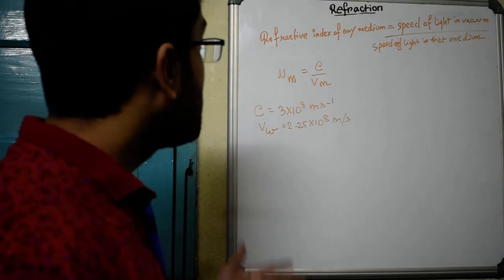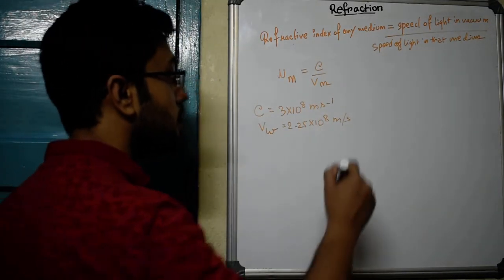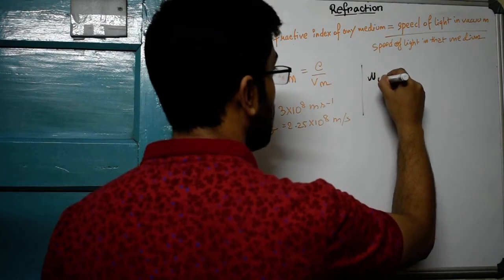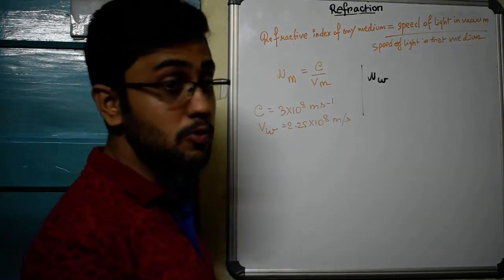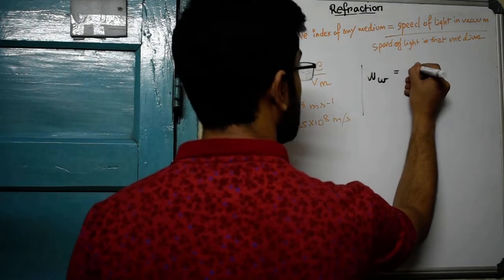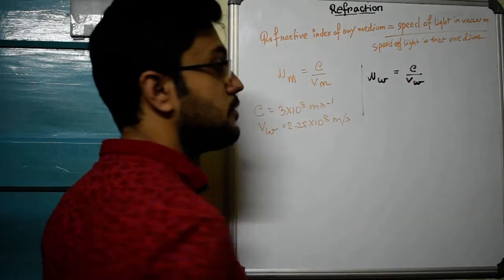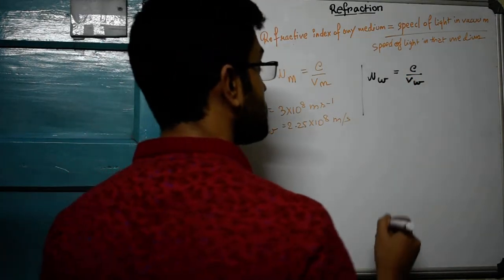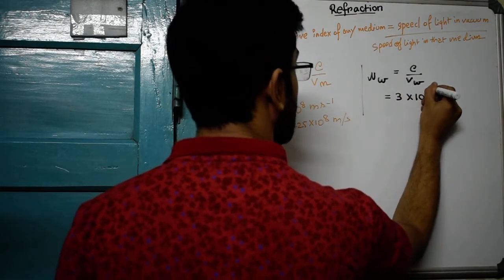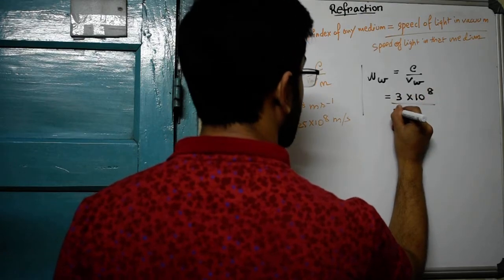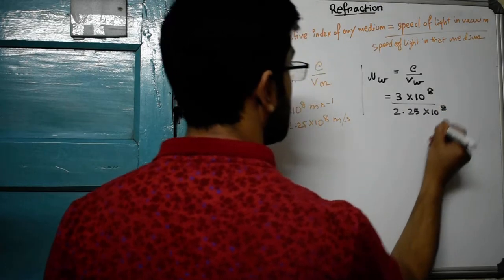So if I am finding out the refractive index of water, say I am finding out mu water, refractive index of water. I hope you remember this symbol is called mu. So mu of water will be equal to velocity of light in vacuum divided by the velocity of light in water. So this will be equal to 3 × 10⁸ meter per second divided by 2.25 × 10⁸ meter per second.